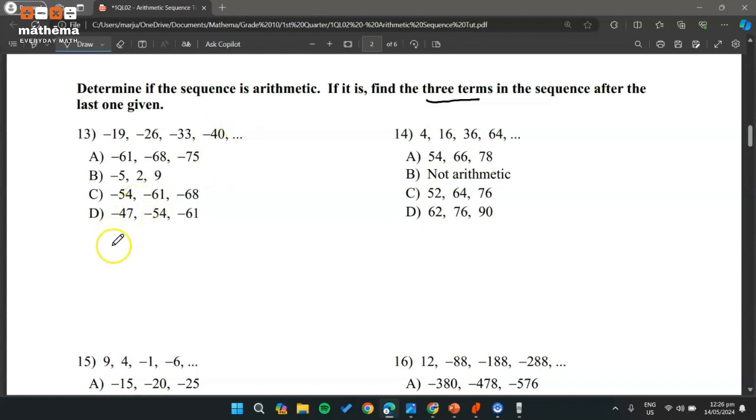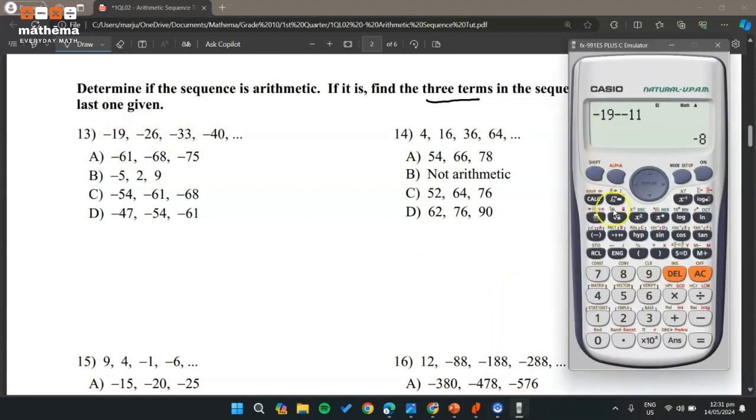So first, we are going to test whether this is arithmetic, and then find the common difference. And then from the common difference, we are going to simply find the three terms after the last term. So let's start with number 13 first. So let's have 19, negative 19, negative 26, negative 33, and negative 40, dot, dot, dot.